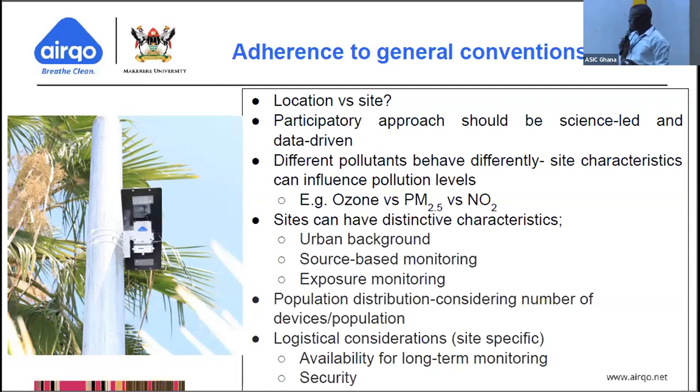So also the sites, we can have urban background site, source-based monitoring, and exposure monitoring. Then the population distribution. And lastly, the logistical considerations. What is the availability of the long-term? I think there was that long-term question, and also security. Sometimes these sensors can disappear.